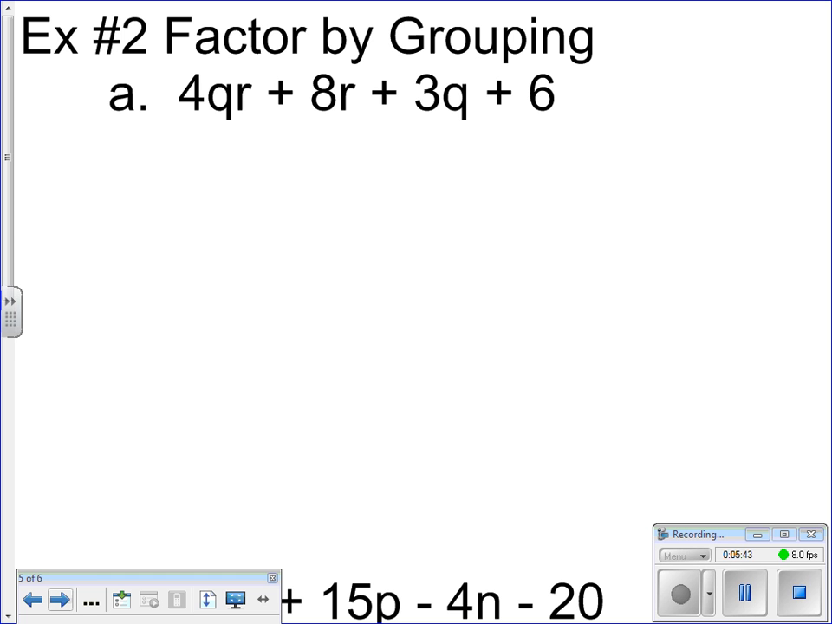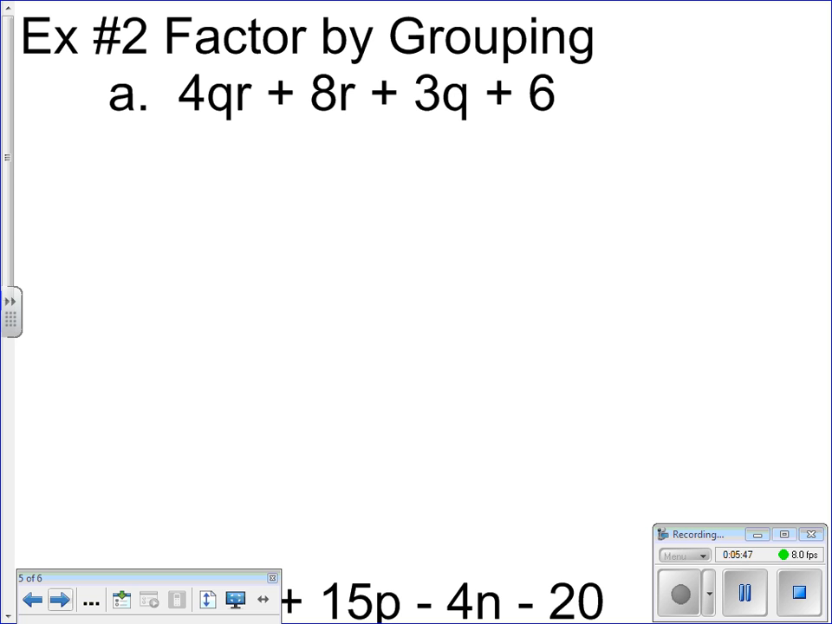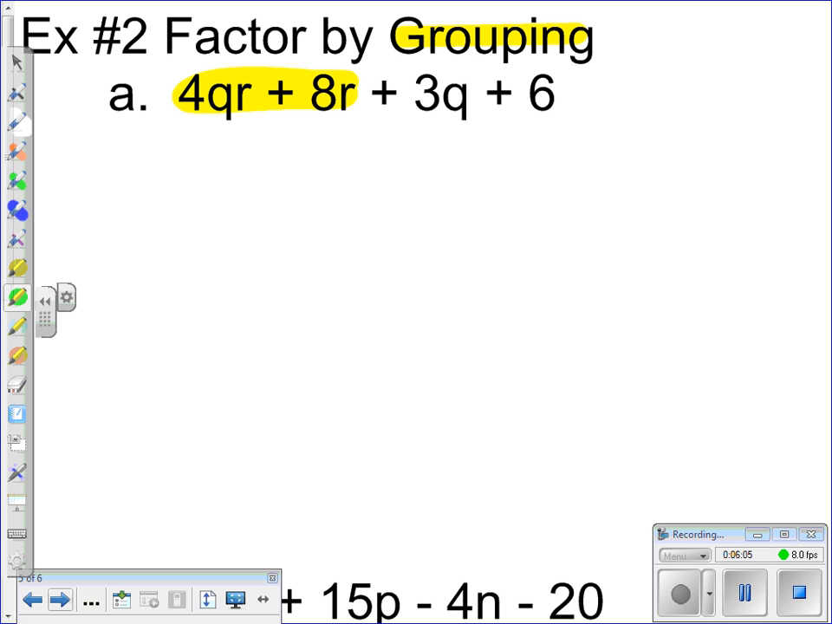In that case, you should group the 4 terms. So I'm going to put them in groups of 2 with something they have in common. So 4 and 8, they go together. And 3 and 6, they go together. Now I'm going to factor each group separately.